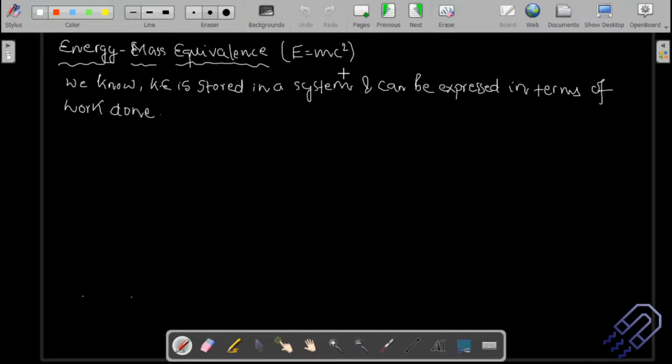Before I start, remember that when I say E is equal to mc square, the mass is relativistic in nature because we have the speed c involved. So this relation comes from the relativistic idea. What we are going to do is write down the relation for kinetic energy and work done: dK is equal to dW is equal to F dx, right? Work done is force into displacement, and this is the relation that we can use.